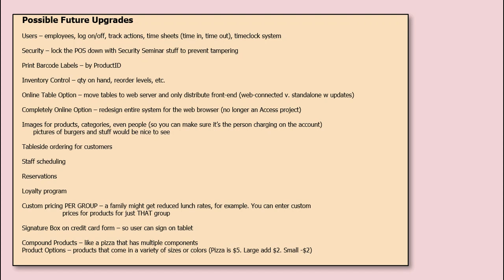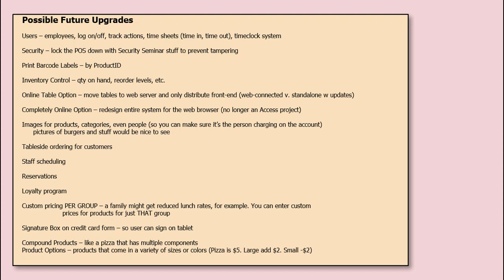Custom pricing per group. Now, this is where you have a group, like a family, for example, or a corporation that has a specific discount. For example, a family might get reduced lunch rates. Or you can have a company that's got a certain deal that you set up with. And you could then enter in custom prices for certain products for just that group. It's a little more complicated, but it works.